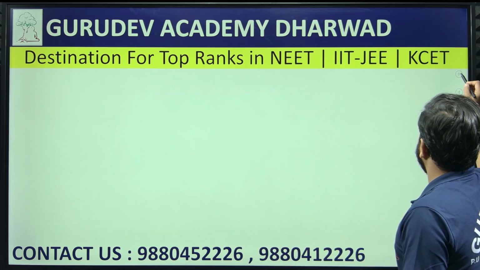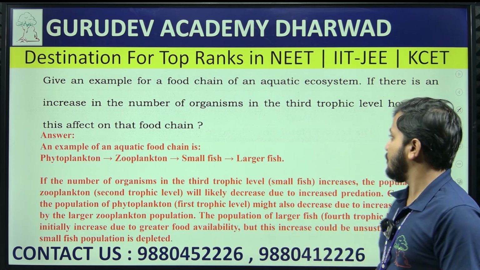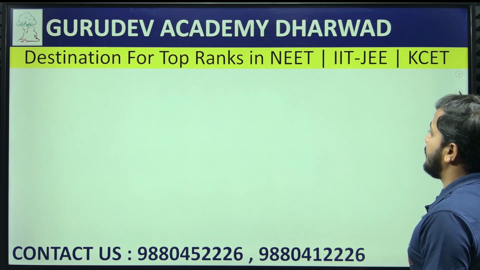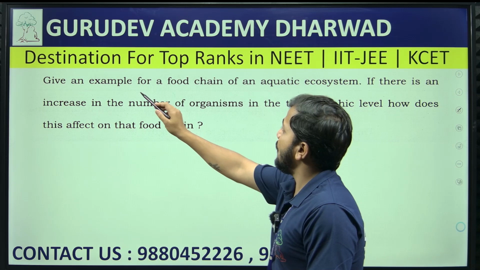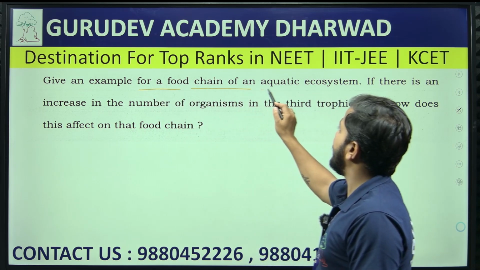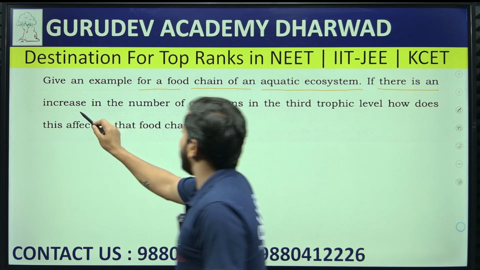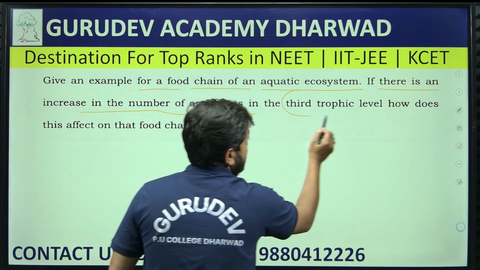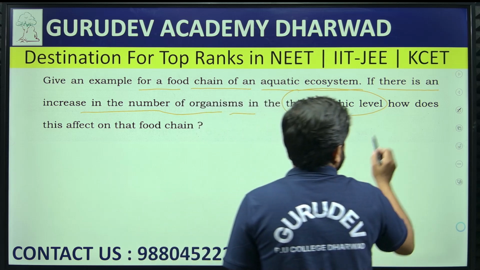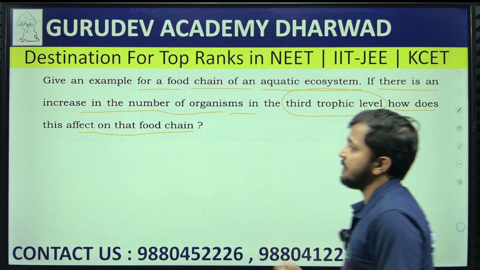Then the next question is with respect to that question 32. Give an example for a food chain of an aquatic ecosystem. If there is an increase in the number of organisms at the third trophic level, how is this going to affect the food chain?